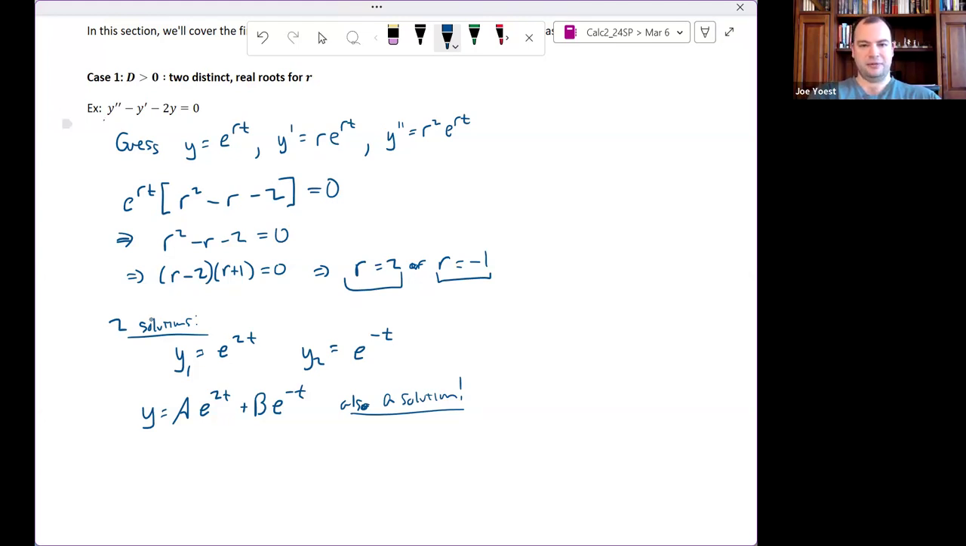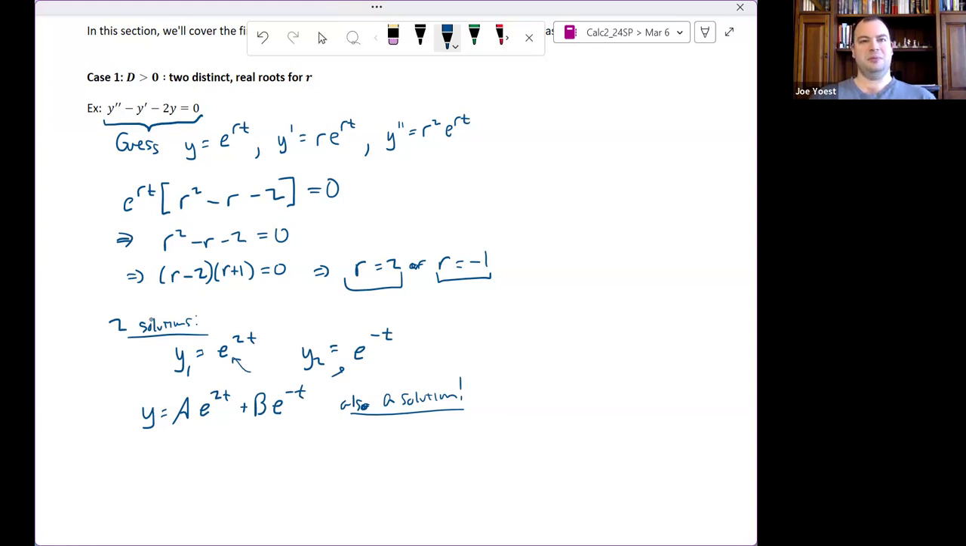By the linearity of this differential equation, I found two independent solutions, two solutions that are not like terms. I can't combine together a term like e to the 2t and a term like e to the -t. I can take a linear combination of these two solutions, A e to the 2t plus B e to the -t. That also will be a solution.